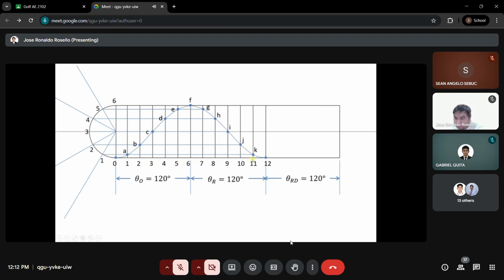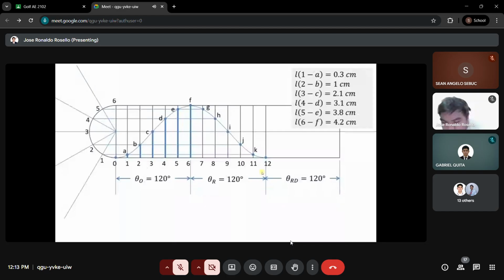Now as you can see, 1A distance will be same as 11K, then 2B distance will be same as 10J, 3C will be same as 9I and so on. So let us measure those distances first. So 1A distance comes out to be approximately 0.3 centimeter, then 2B distance is 1 centimeter, 3C distance is 2.1 centimeter, then 4D is 1 centimeter. So using these distances, now we have to draw the cam profile over here.